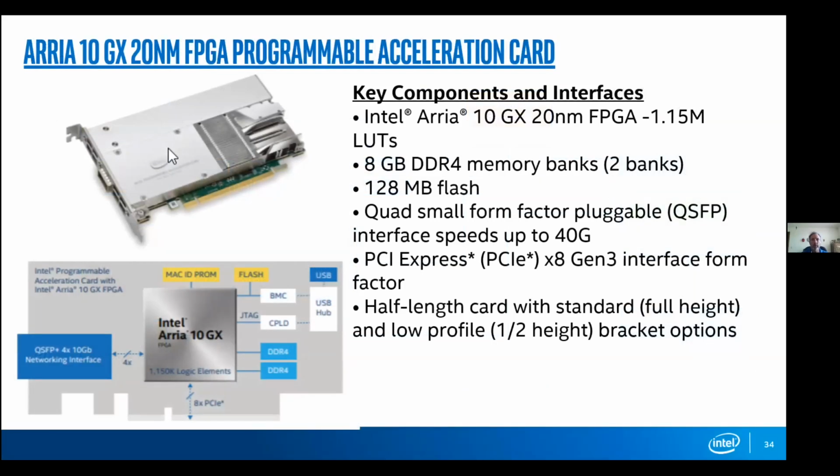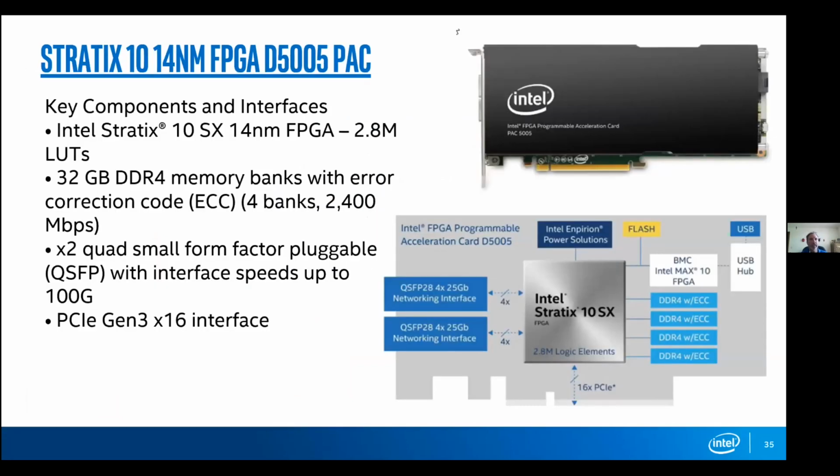A brief overview of the cards that are inside the Dev Cloud and also in the HARP cloud. This is showing our 20 nanometer product, and this has 1.15 million lookup tables, lots of memory, and so on and so forth. And then we have a 14 nanometer card as well. And probably getting into early next year, we'll also offer our 10 nanometer Agilex cards up into the FPGA Dev Cloud.